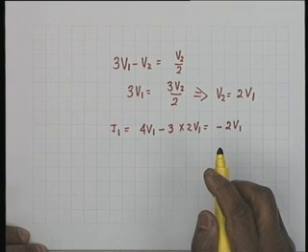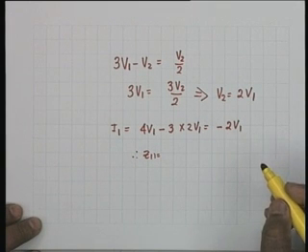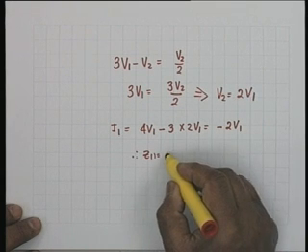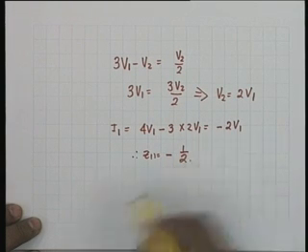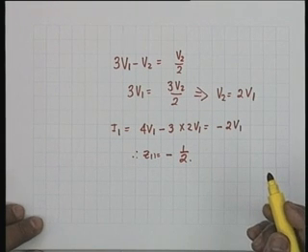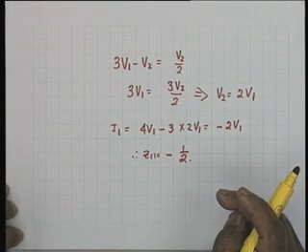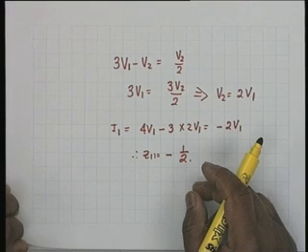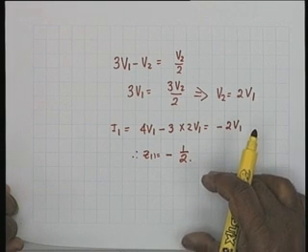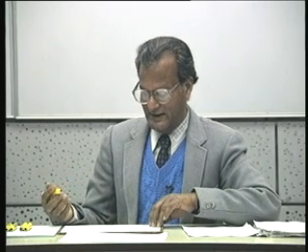Is it okay? Have I made a mistake somewhere? No. Therefore, Z11, which is the ratio of V1 to I1, is minus half. I1 is minus 2 V1 and therefore Z11 is minus half. It comes out negative, so a negative resistance is realized at port number 1, and it happens because of control sources, which means that the circuit is active.